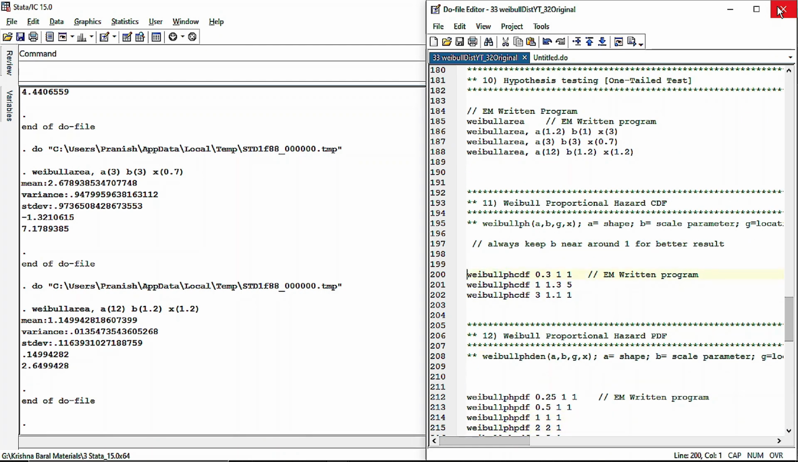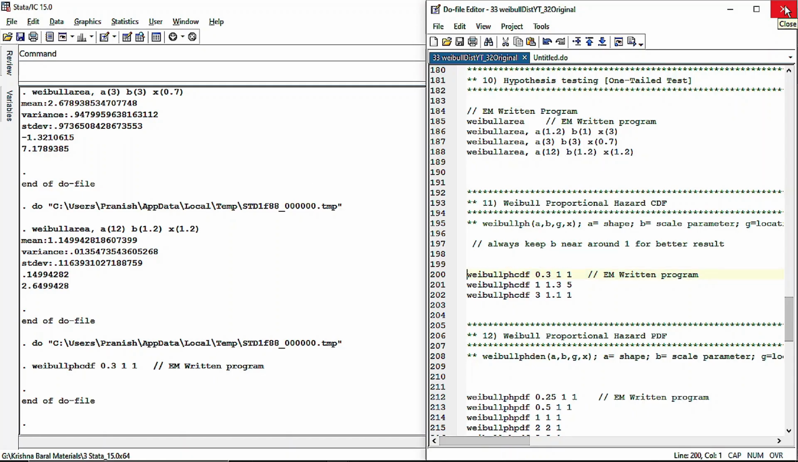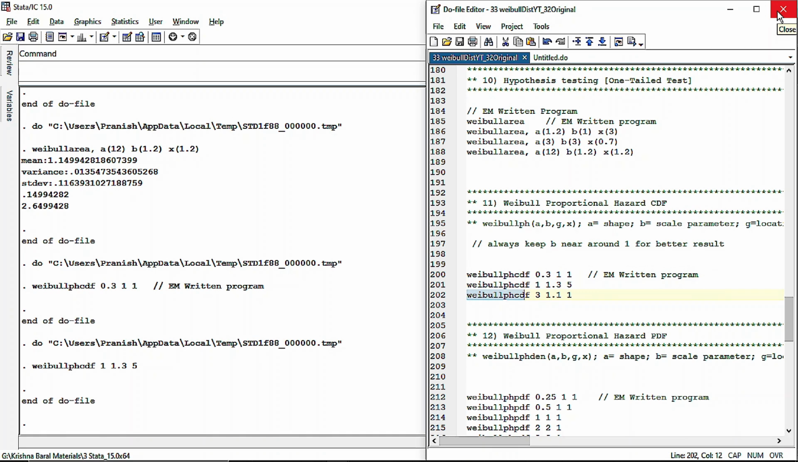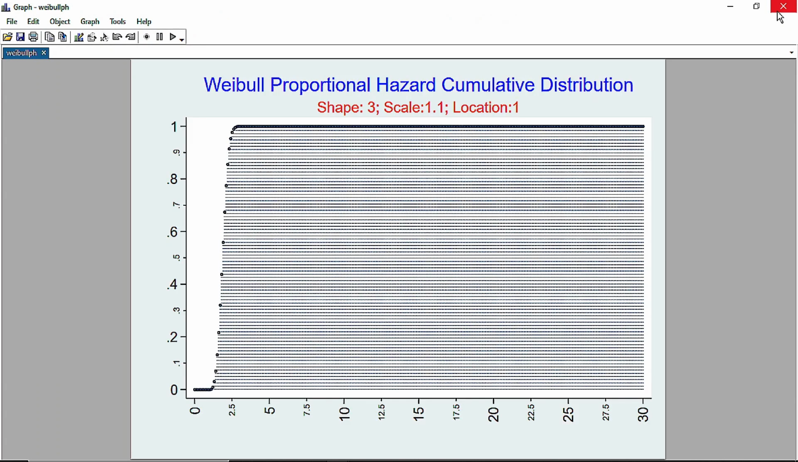First the CDF. So the CDF of the Weibull proportional hazard distribution for the parameter a is equal to shape parameter 0.3, scale parameter 1 and the location parameter 1. Now let us repeat the same process for these given parameters, and our shape parameter is equal to 1, scale parameter 1.3, location parameter 5. This is the CDF of the Weibull proportional hazard distribution. And when the shape parameter is 3, our scale parameter is 1.1 and location parameter is 1, we get this kind of CDF of the Weibull proportional hazard distribution.